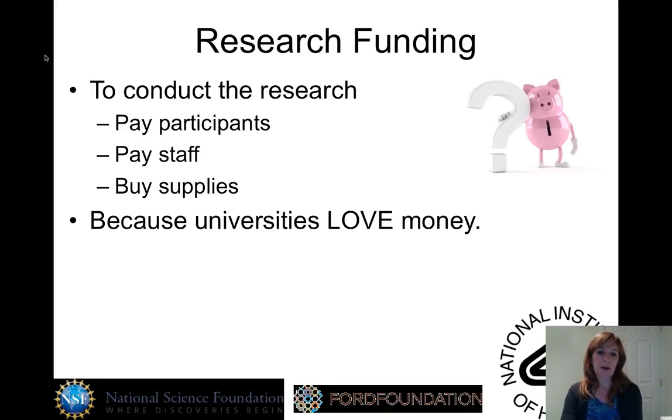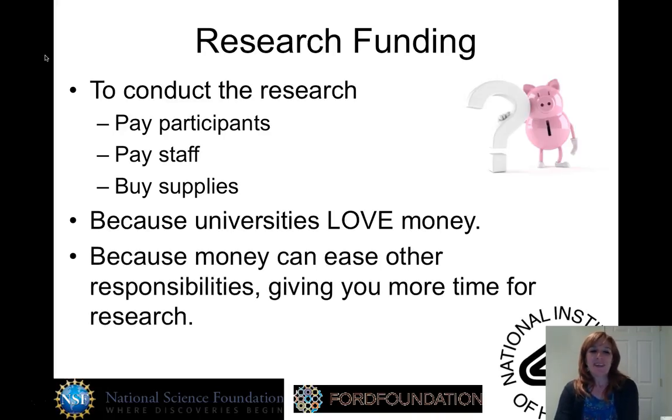Most times when you have larger grants, so if you're getting funding from the federal government, for example, the federal government gives you the money to do the research, and also gives the university a little bit of money because they're housing you, keeping the lights on, water on, etc. So universities really like that money. I mean, everybody likes money, but money can also ease other responsibilities as a faculty member, which gives you more time for research. So you'll often hear about faculty members constantly going after research funding and really looking for money all the time.